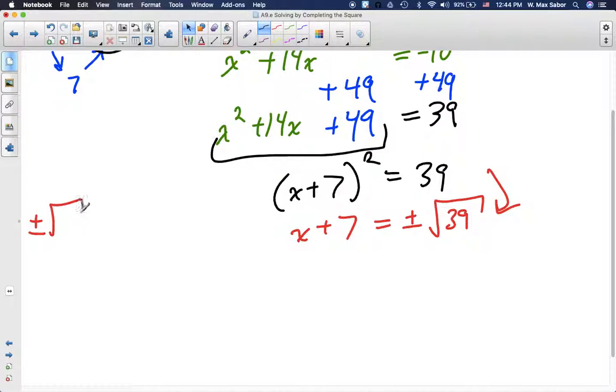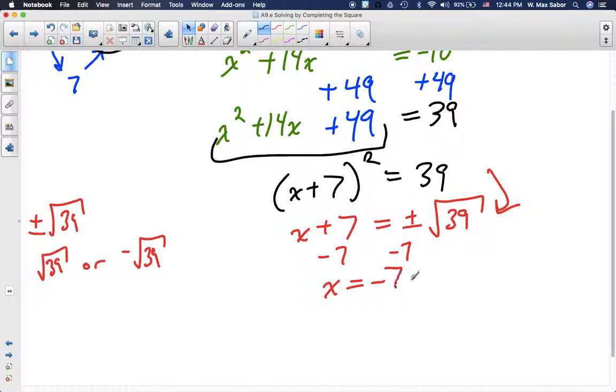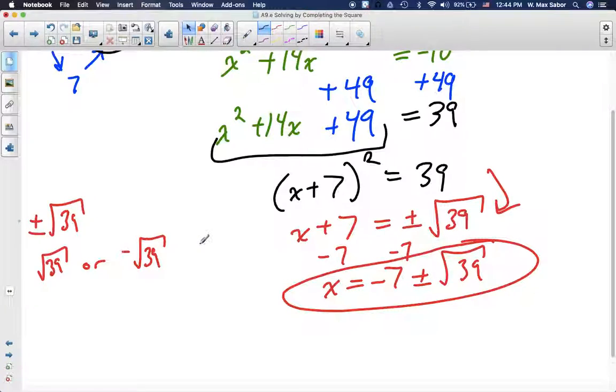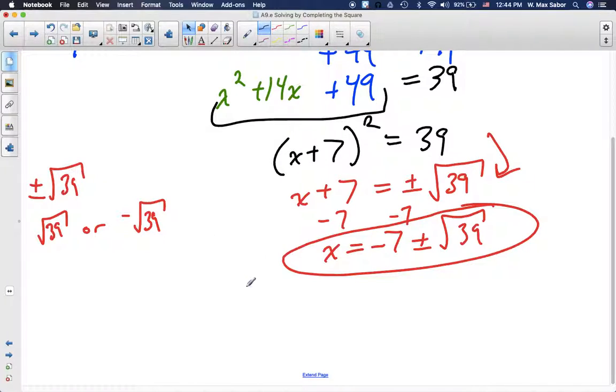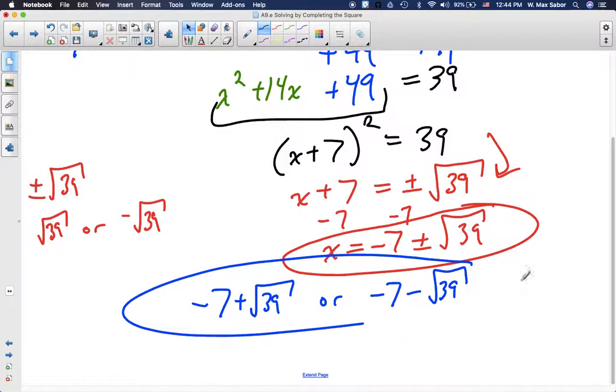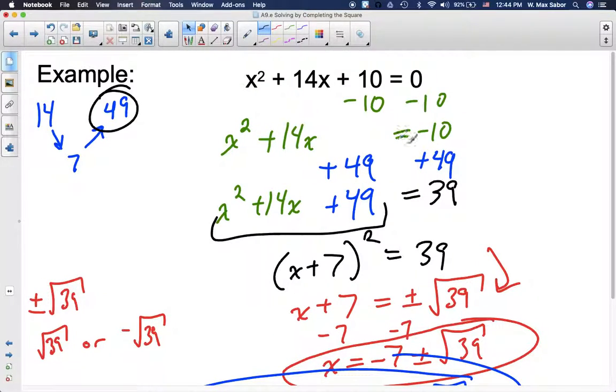Again, plus or minus square root of 39 is an abbreviation for saying square root of 39 or negative square root of 39. So there's two answers here. Now we subtract 7. These are not like terms, so we'll say negative 7 plus or minus square root of 39. I will accept that as an answer, but just so we're clear, this is the same thing as saying negative 7 plus square root of 39 or negative 7 minus the square root of 39. That's not a question. It's that both of those are correct answers that make this equation true.